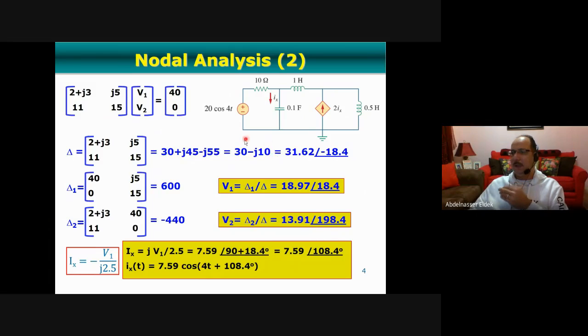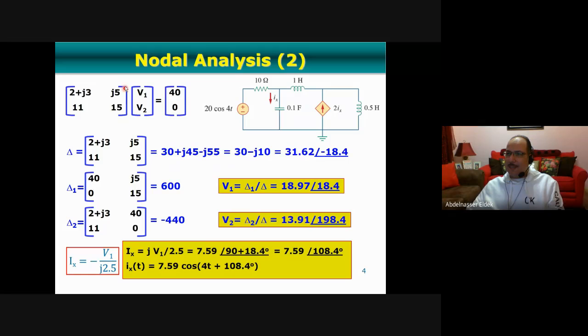And then you convert this to amplitude and phase. So it will be 31.62 and angle negative 18.4. You do that, of course, because you need to divide. If you want to calculate V1, V1 is delta 1 divided by delta, and V2 is delta 2 divided by delta, according to Cramer's rule. So you need to convert everything to amplitude and phase, because if you want to do division, you need to have amplitude and phase.